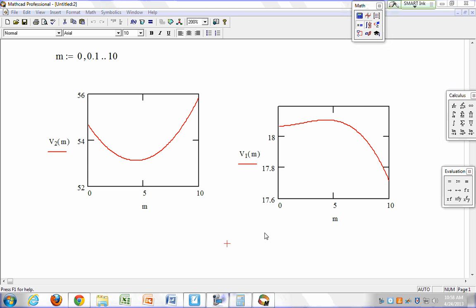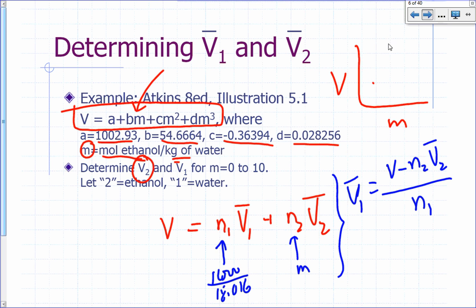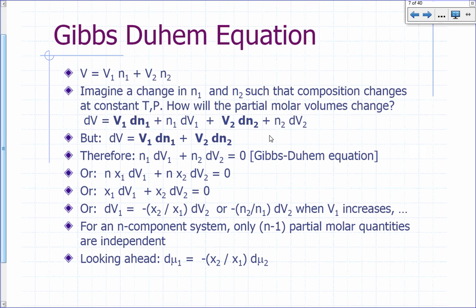All right, so let's continue. Let's talk about the Gibbs-Duhem equation now.